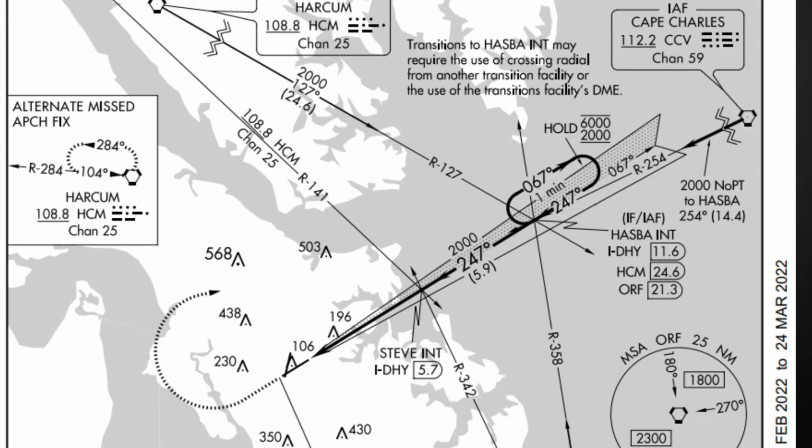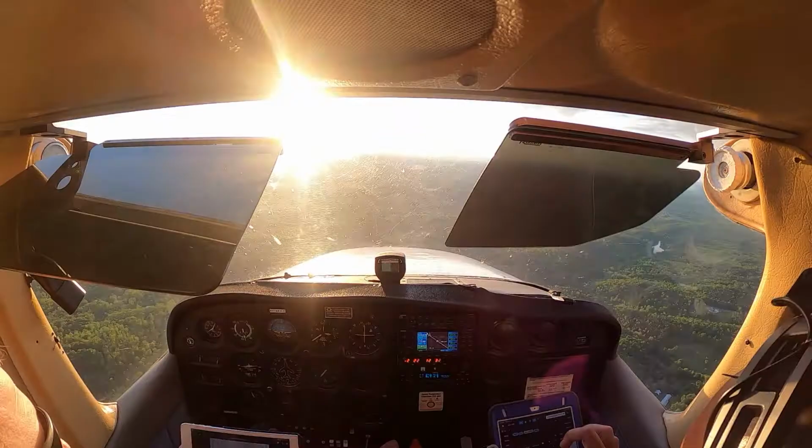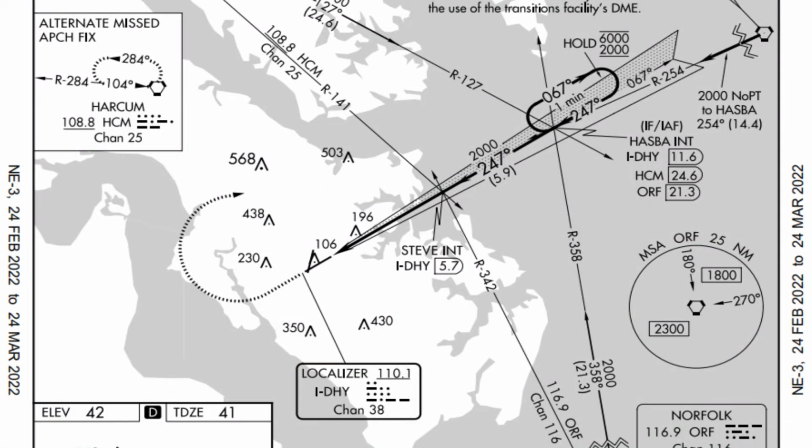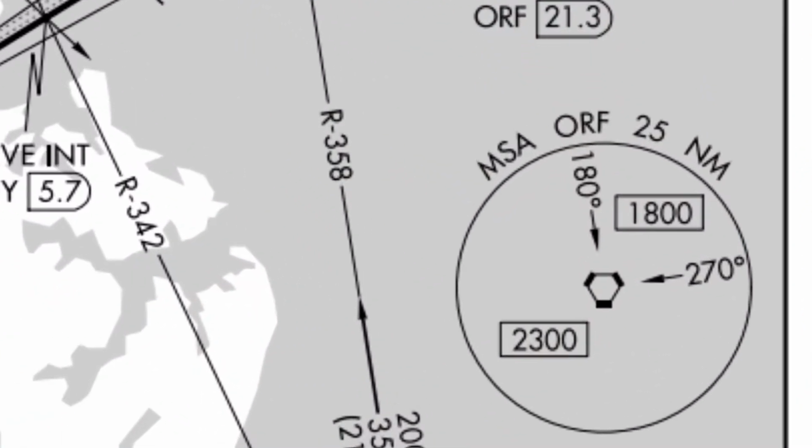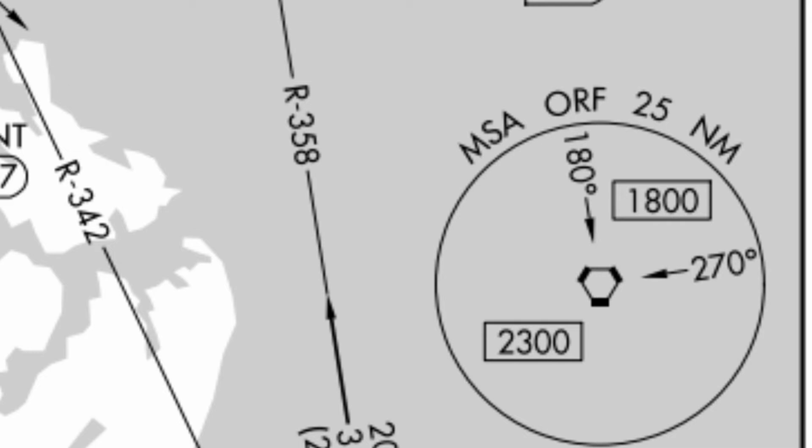Then the solid line there shows where the approach is. It even depicts the hold for the approach, altitude restrictions, radios on how to identify the different points on the approach, the frequencies within the boxes. Then it also has the MSA within 25 miles is 1800 to the northeast, and then 2300 everywhere else. So it gives you just some situational awareness around, or obstructions that could be a factor.